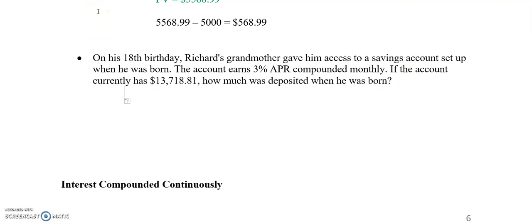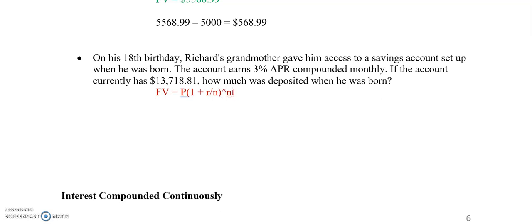And so I know I'm going to be using my compound interest formula, which is FV is equal to P times (1 plus R divided by N) to the NT power. So now we have to figure out what values have we been given, and what are we trying to solve for. Well, I know that the account currently has $13,718.81. So that's the future value.